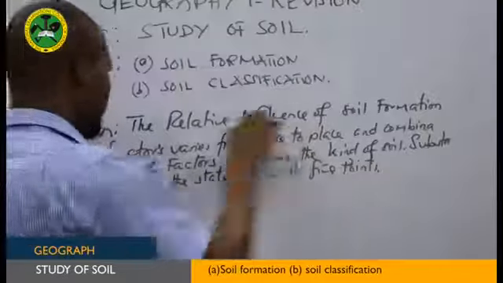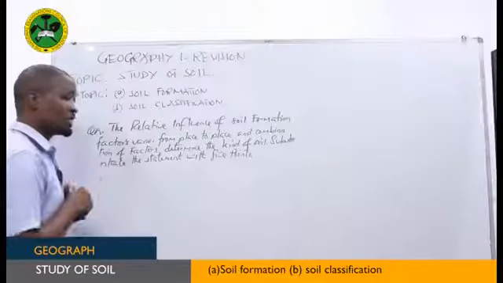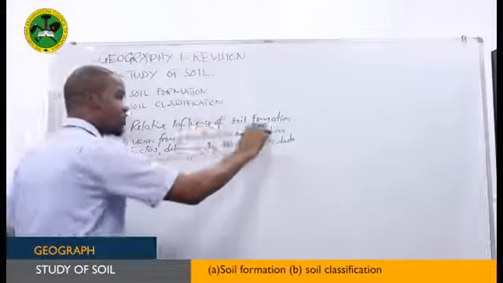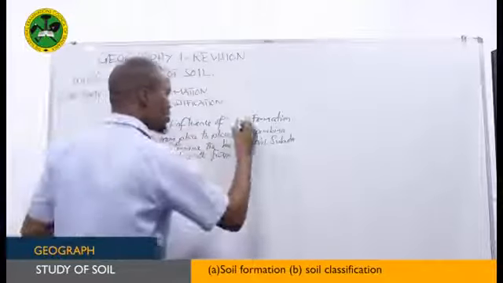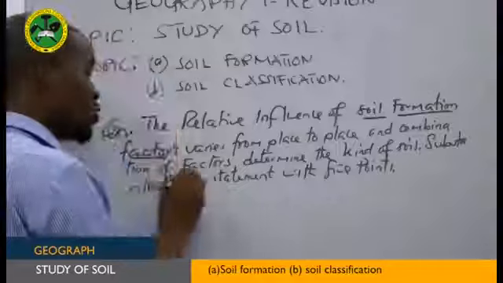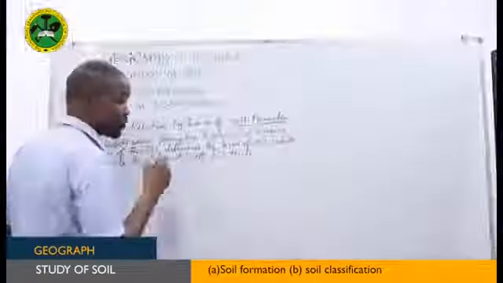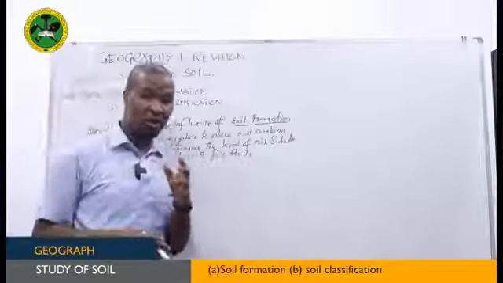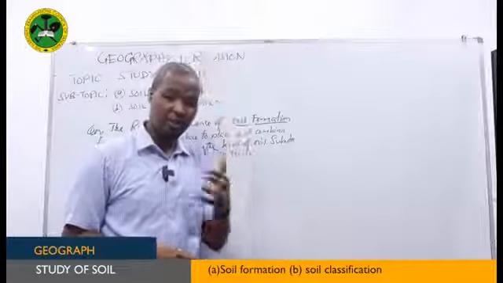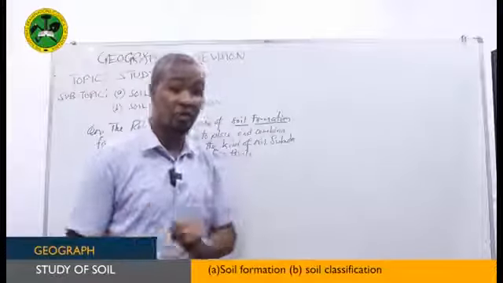The relative influence of soil formation factors varies from place to place, and the combination of factors determines the kind of soil. Listen to me very carefully. Substantiate the statement with 5 points. So the key need of the question is that it requires us to explain factors for soil formation as the determinant of the different kinds of soil.